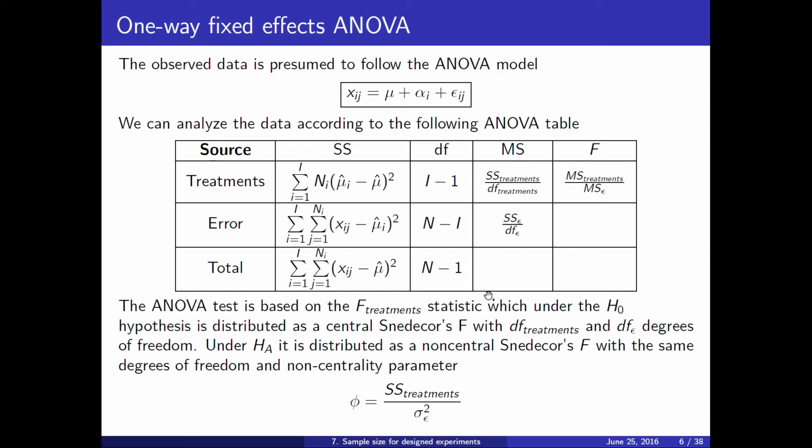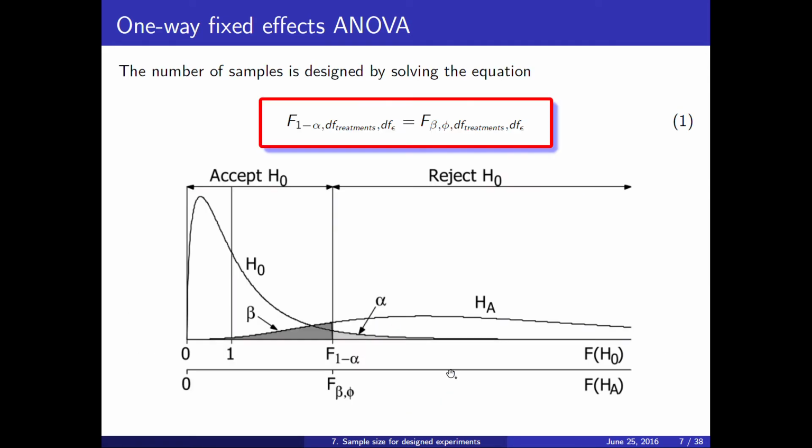And if there is a difference, then this F will be distributed differently. It will have the same number of degrees of freedom, but it will have a non-centrality parameter that is given by this one. As always, we have two opposing distributions for the F: one for when the null hypothesis is true, another for when the alternative is true.